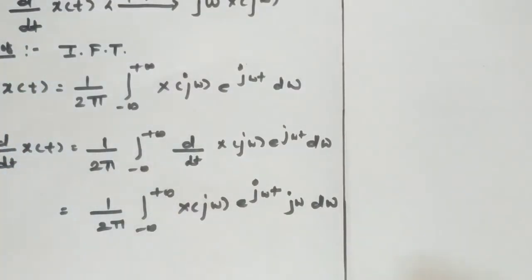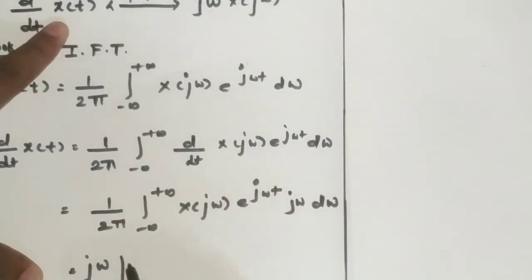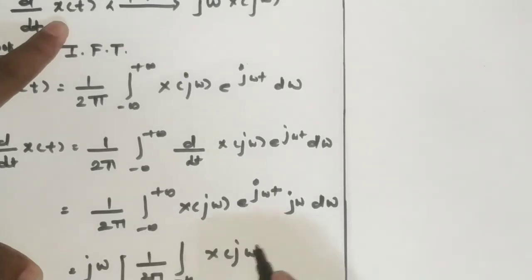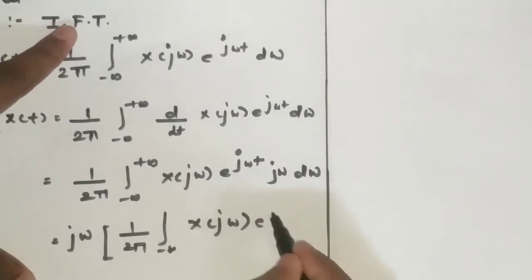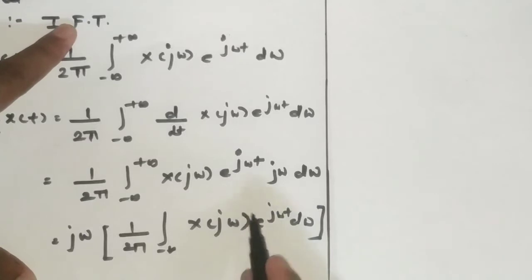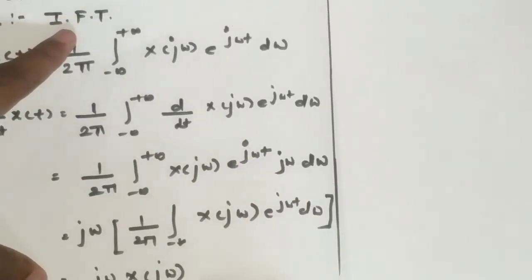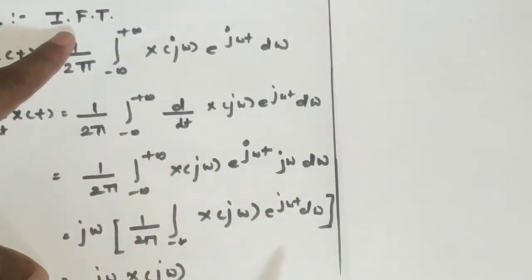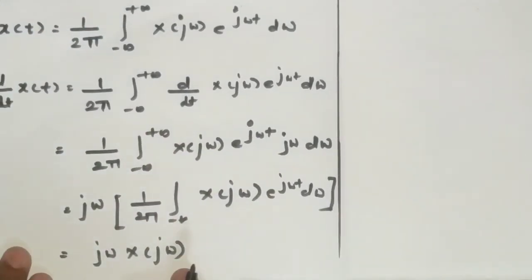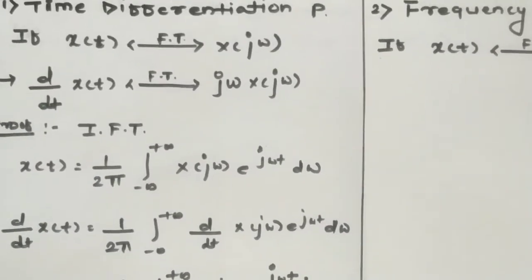E raised to theta's differentiation will be e raised to theta into theta's differentiation, and the differentiation of j omega t with respect to t is j omega. I can take j omega outside, so this equation remains 1 upon 2 pi integration x of j omega into e raised to j omega t into d omega. Now this entire term we can converge to one term, that is x of j omega, because we are integrating from minus to plus infinity, and if I collect all the terms we get this equation. So this property is called the time differentiation property.